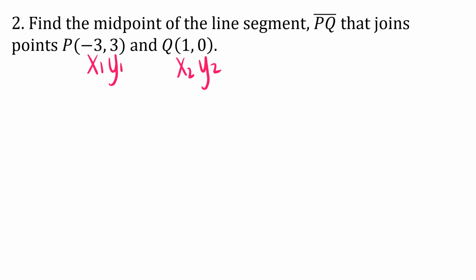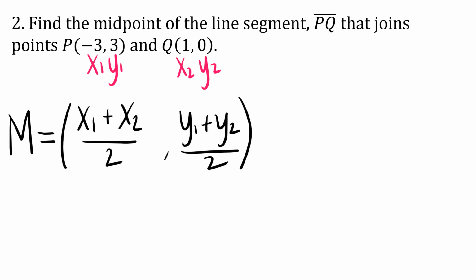Even if you feel like you can keep them straight in your head without labeling them, I want to strongly encourage you to label those each time. It just saves you from making a simple mistake. So there's our formula. Capital M equals (x1 plus x2 over 2, and then y1 plus y2 over 2). So the average of the x's, the average of the y's. All right, so let's grab our x values.